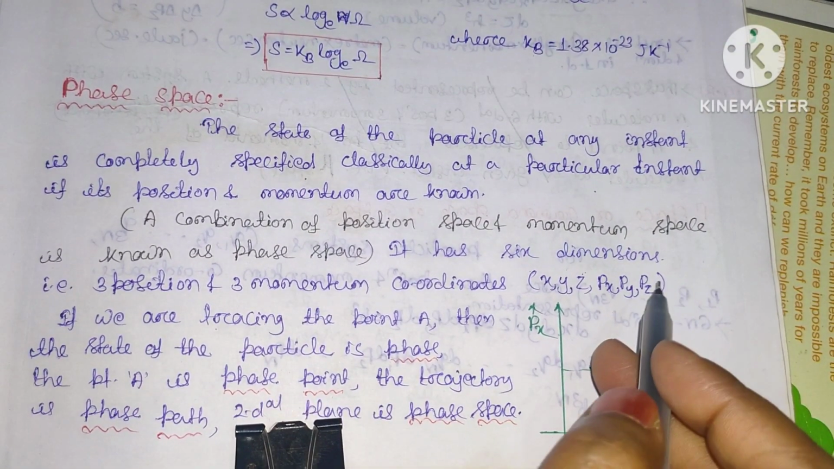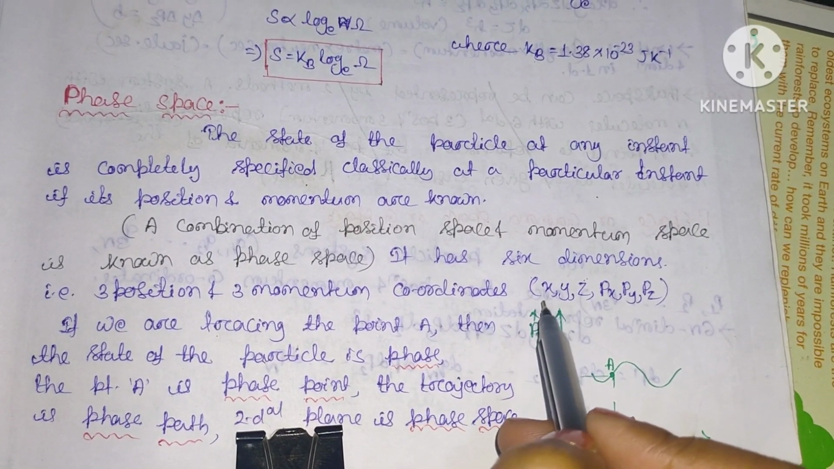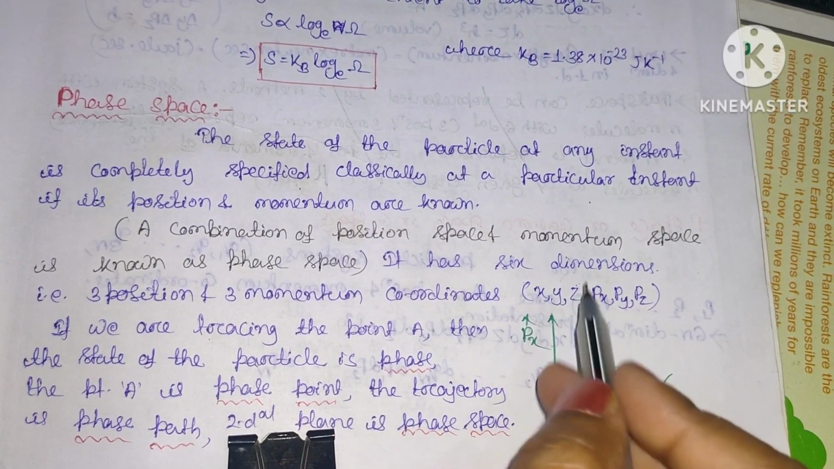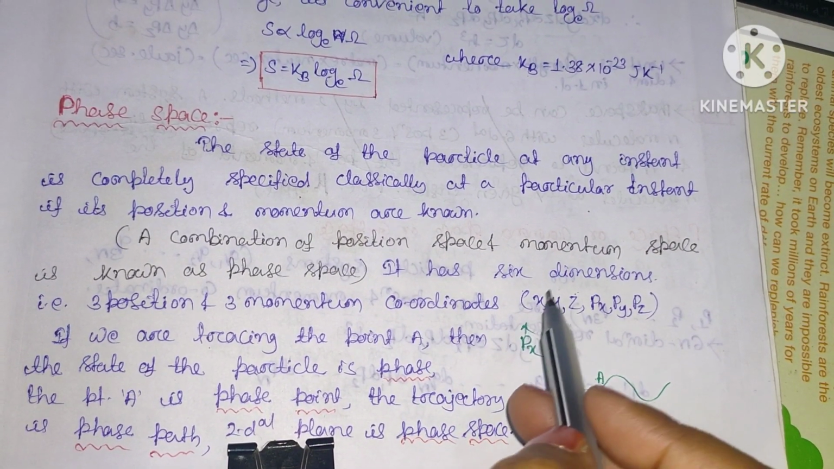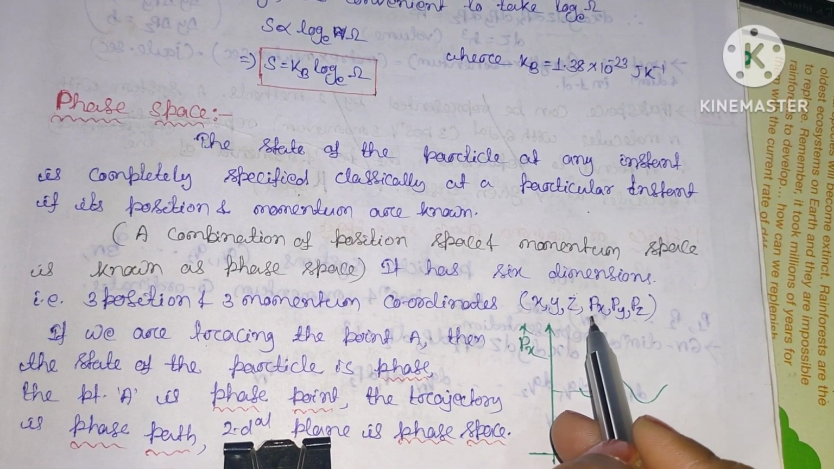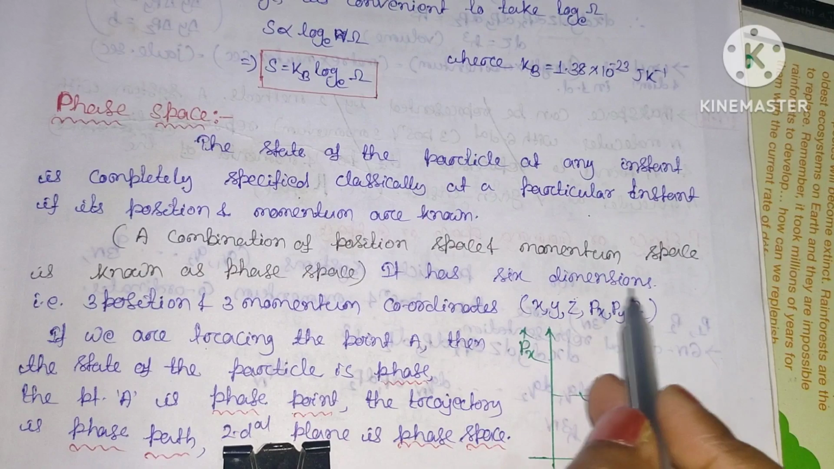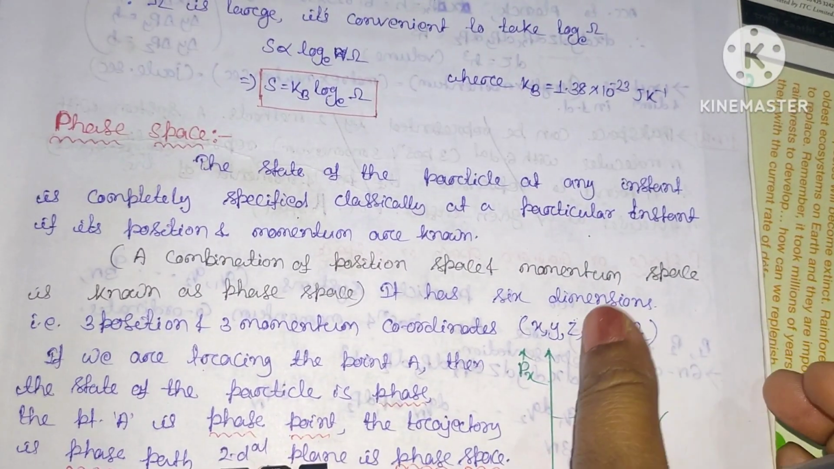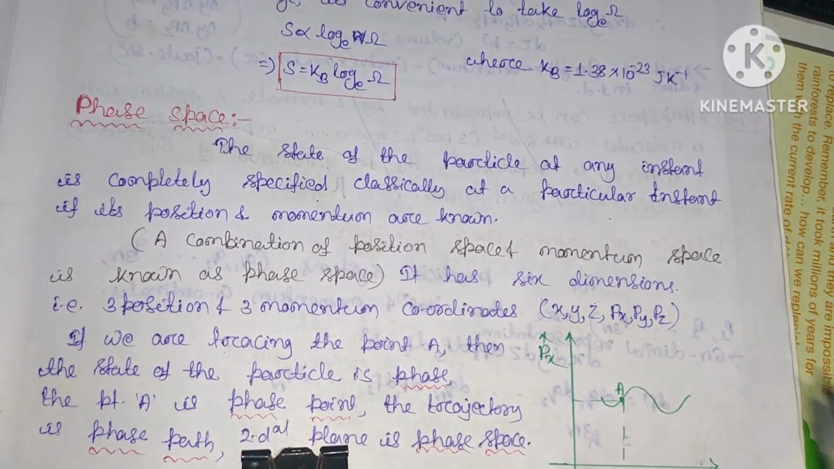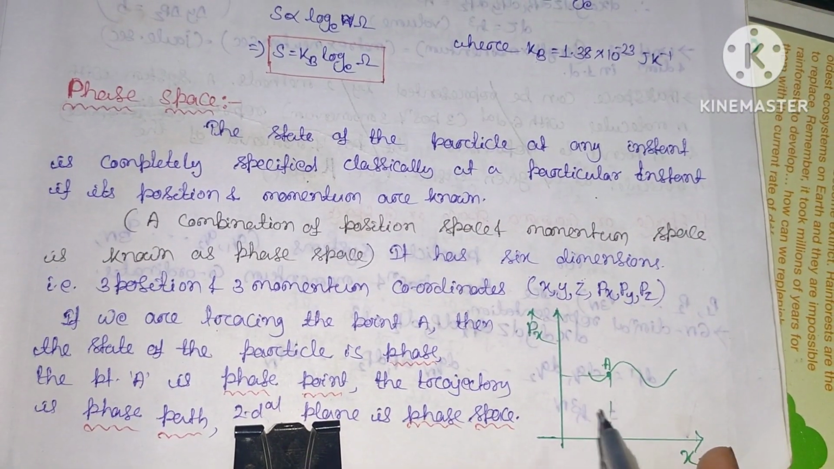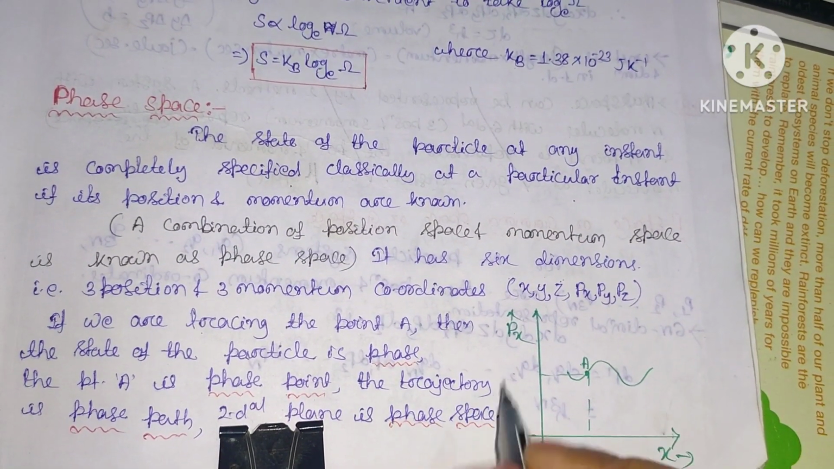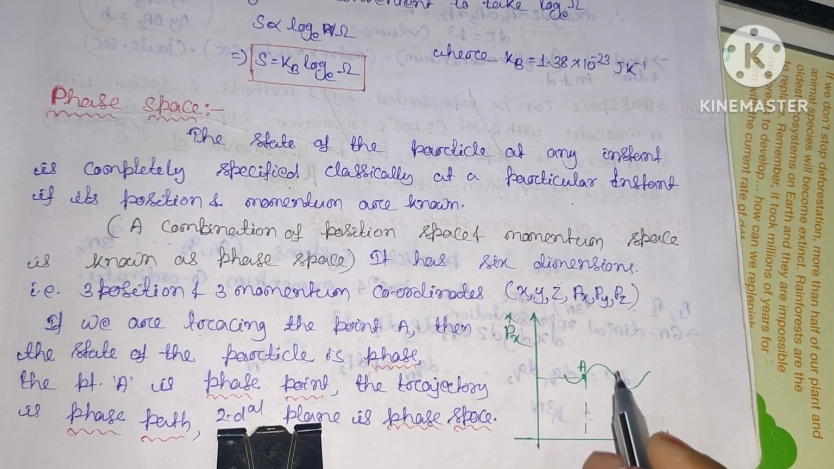Suppose we are considering a single particle in a 3-dimensional system with coordinates x, y, z. Here x, y, z represent position space, and px, py, pz represent the momentum coordinates in momentum space. Suppose we are plotting the curve between x versus p, that is position and linear momentum, and this is the path of the particle.